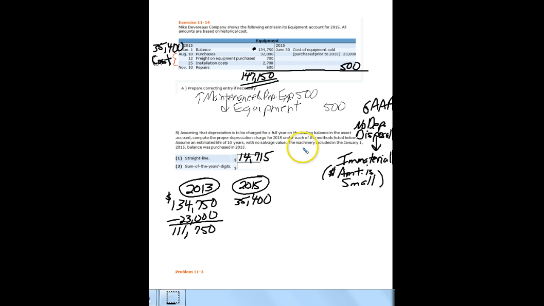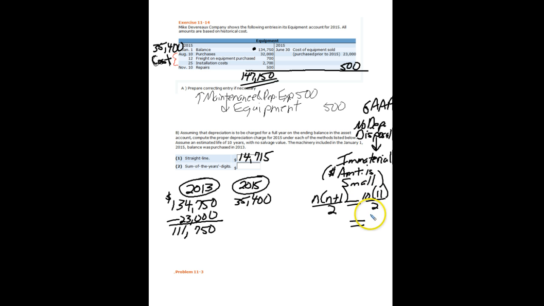Okay, and we have the sum of the year's digits. So if it's a 10-year life, we can have our formula n times n plus 1, divide by 2. So 10 times 10 plus 1 is 11, that would be 110 divided by 2. So we're going to have a denominator of 55. So over here, we're going to take 111,750 times something over 55. So now I have to figure out what that's going to be.